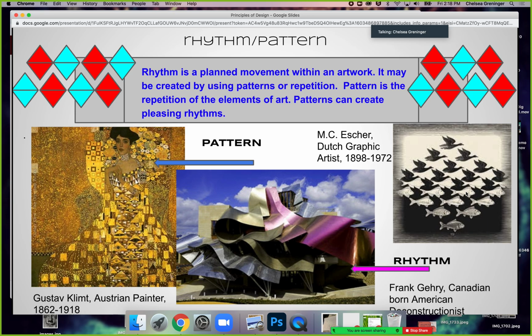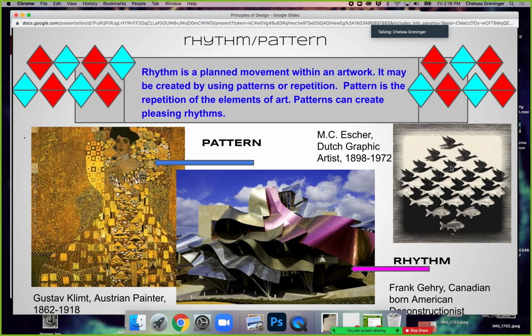It's kind of like in music, you know, if you created a rhythm and then you repeated it, okay, or you created a pattern and then you repeated it, you're making a rhythm. So we see this in visual art as well. We see lots of repetition here in this Frank Gehry building of this ribbon shape, and it's moving through space and it's creating a rhythm, a visual rhythm.